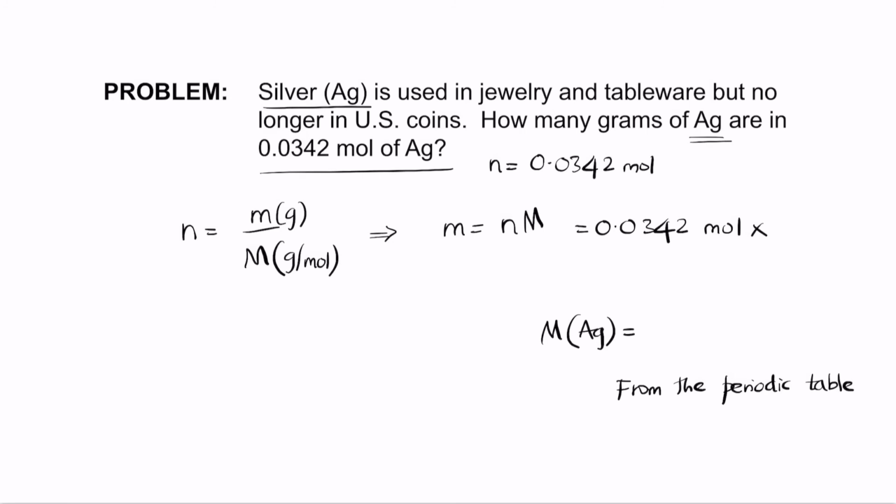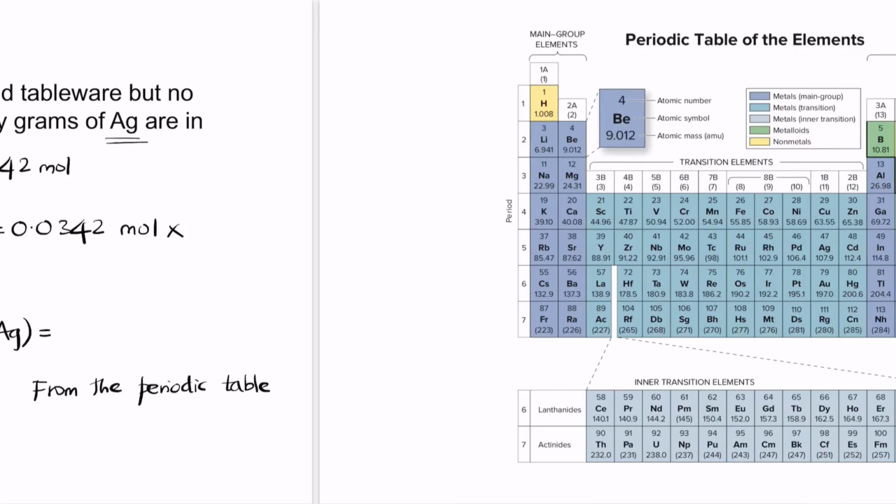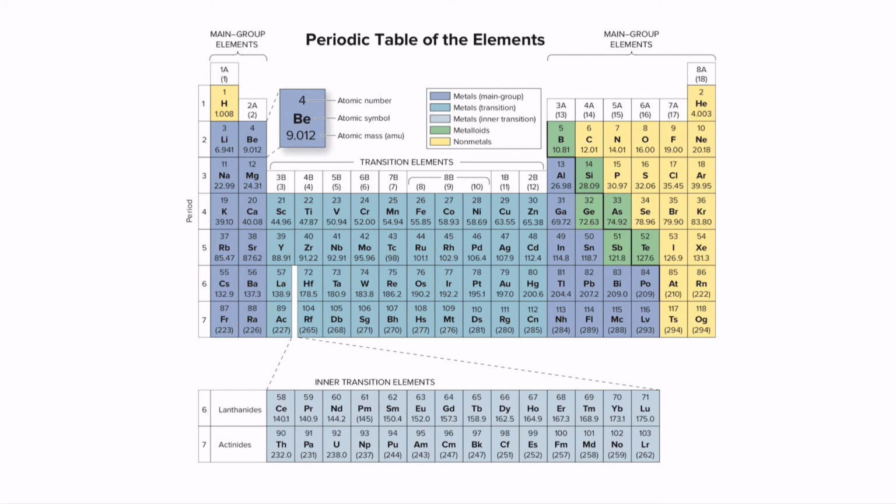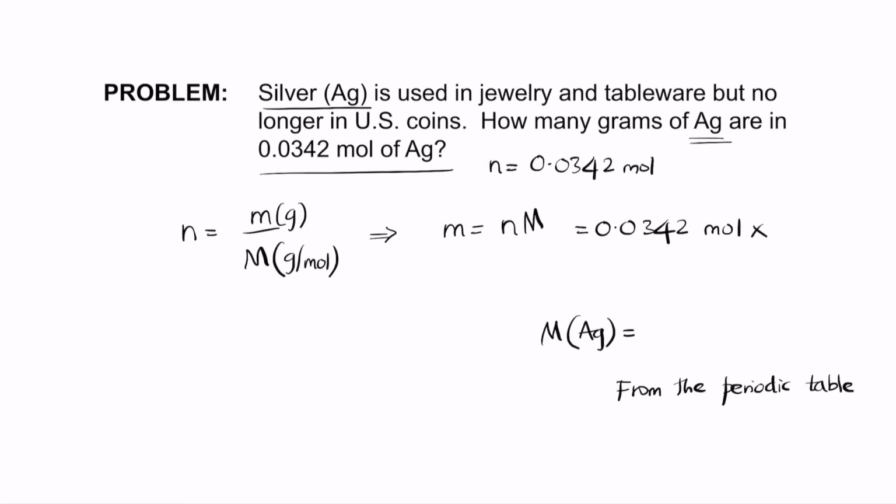So let's take a look at the periodic table. From the periodic table, we want to find Ag. You have Ag right here, and the value is given as 107.9. Let's use the value there. Remember, this is the molar mass, which means you write it as gram per mole. So this is 107.9 gram per mole. When you actually take out the units, you still get the same unit, gram.